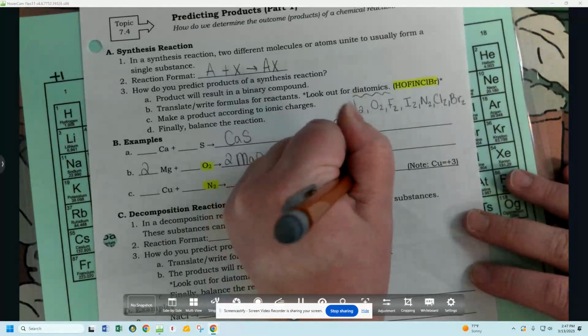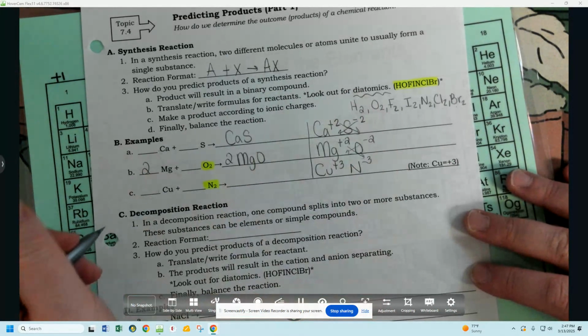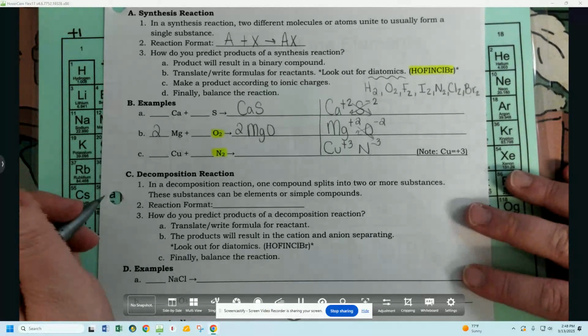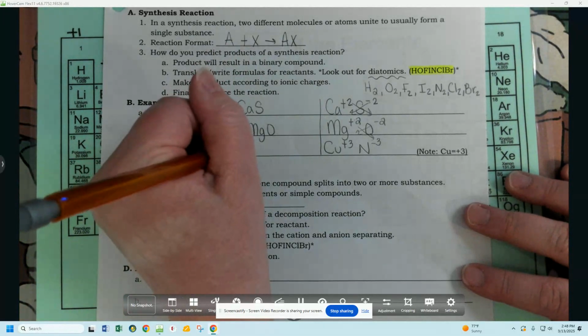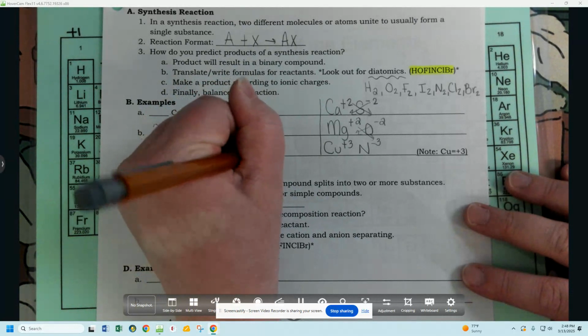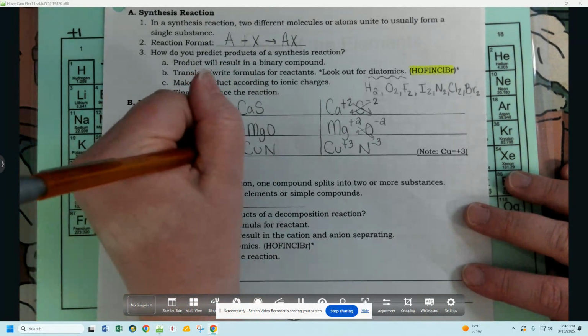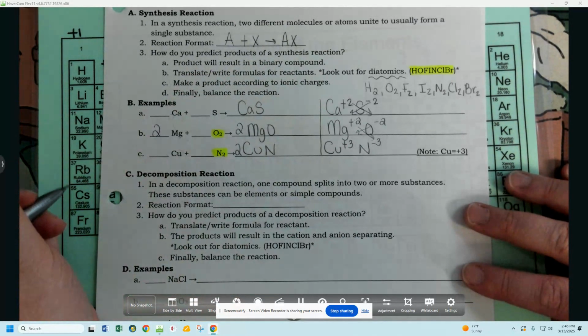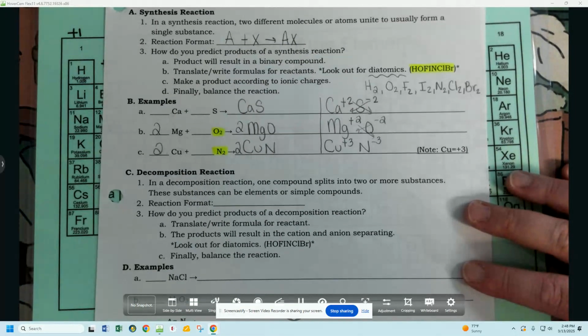So what I see happening, and I really must have liked this when I came up with examples for these notes, is that again, the running theme here is that charges are going to cancel out. I would then use a coefficient 2 to balance those nitrogen, which then would require 2 in front of the copper.